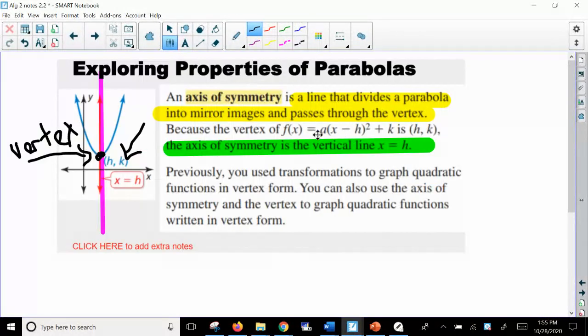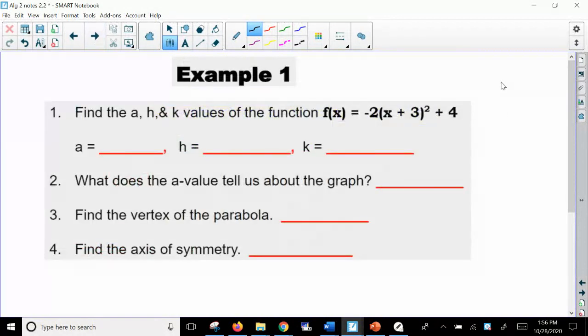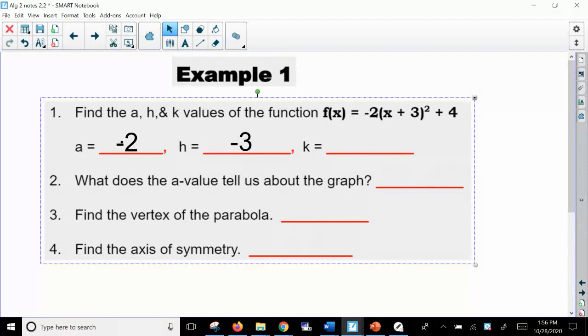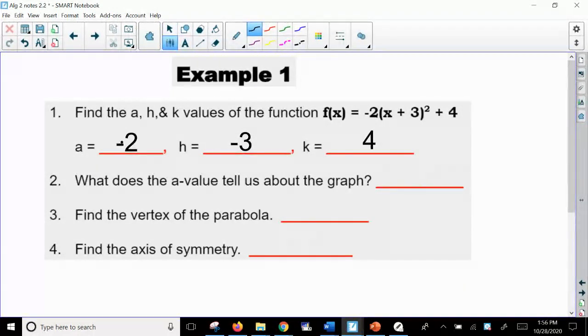Let me go back. h is in the parentheses with the x, but you always switch the sign of the h number. And then k is on the outside. So we know that a is, see, -2. h is -3. And k is 4. Okay, so we have a right here. There's a. Here's h. And here's k.